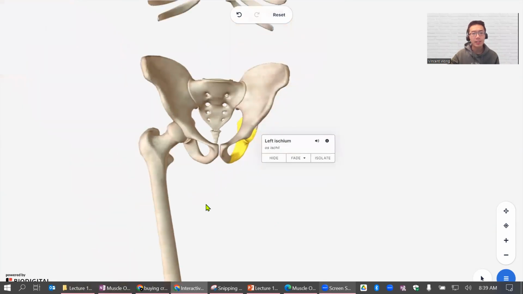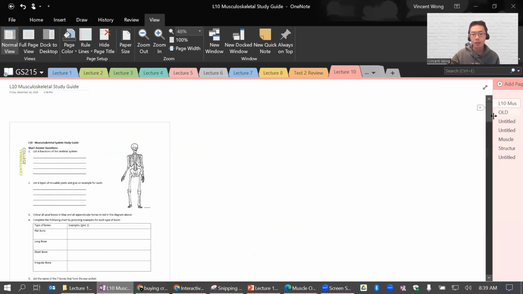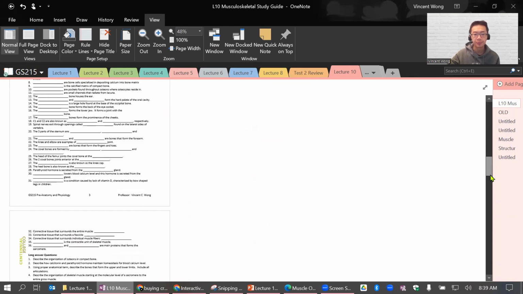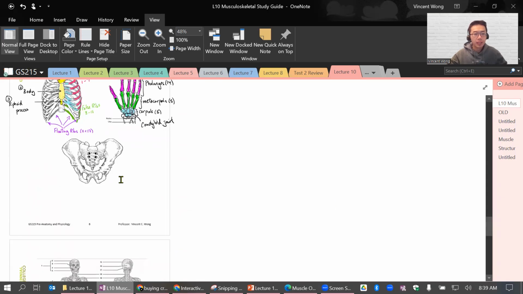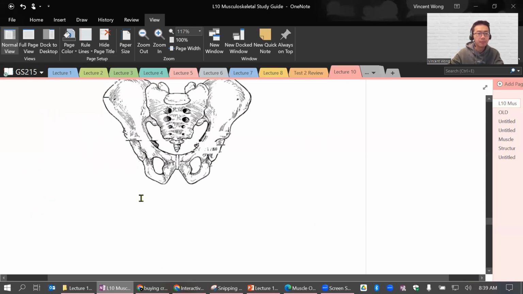So that is the pelvic girdle. Why don't we take out the study guide, and we will label the pelvic girdle. So there it is. I'll give you a moment to dig that up.